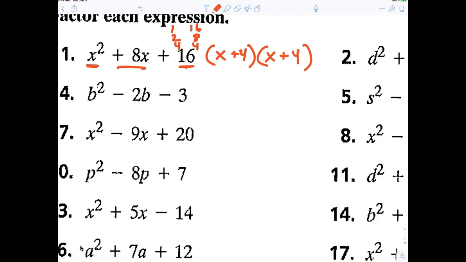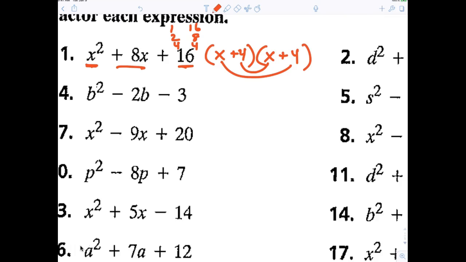Now, the reason why you're going to get 100 on your next test is because you can check your work. Is that correct? Well, we do a smiley face. How much here? 4x. 4x and 4x makes 8x. x times x makes x squared, and positive 4 times positive 4 makes positive 16. It's very simple.